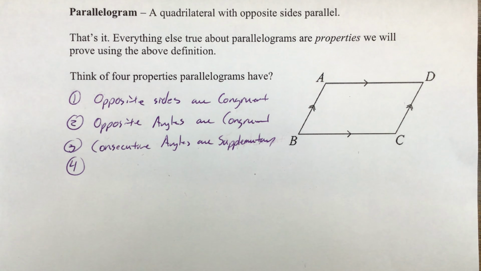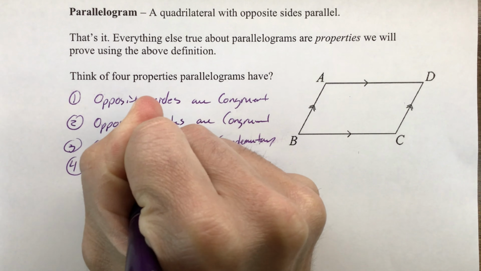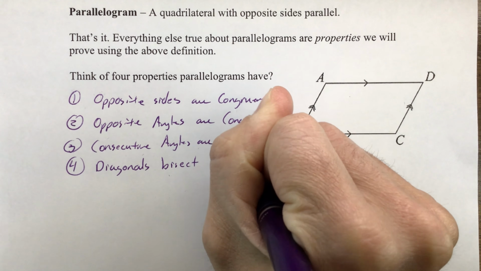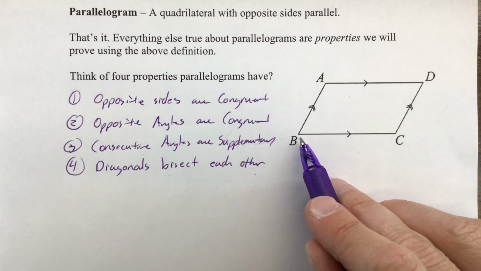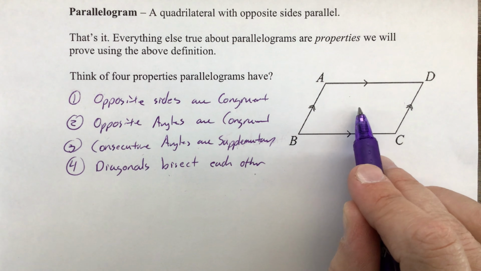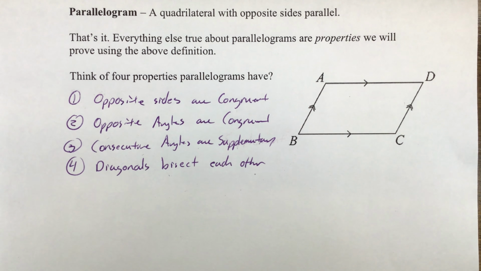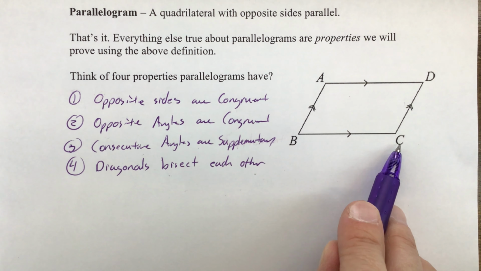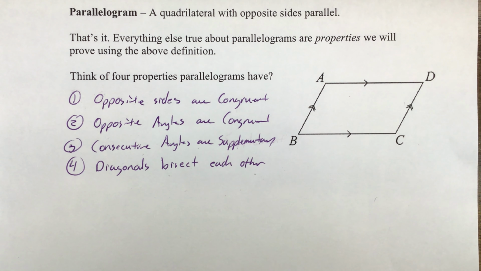Okay, and then for the diagonals, they bisect each other. What that means is, if we draw a segment from A to C, and also draw a segment from B to D, that point of intersection is going to break each of the diagonals equally in half. Of course, the diagonal from B to D is going to be longer than the one from A to C, but where they meet in the middle, they will bisect each other.